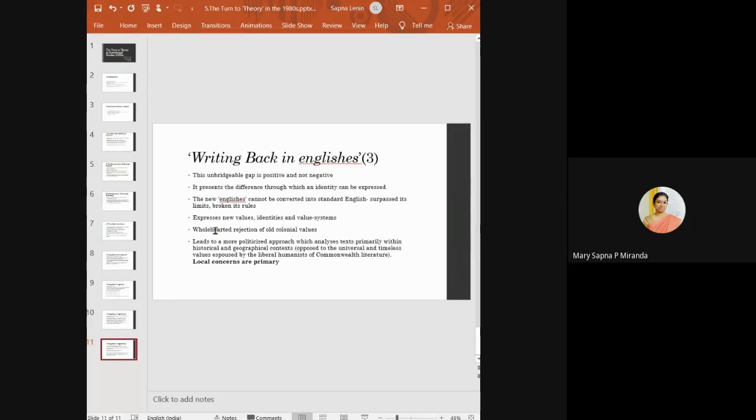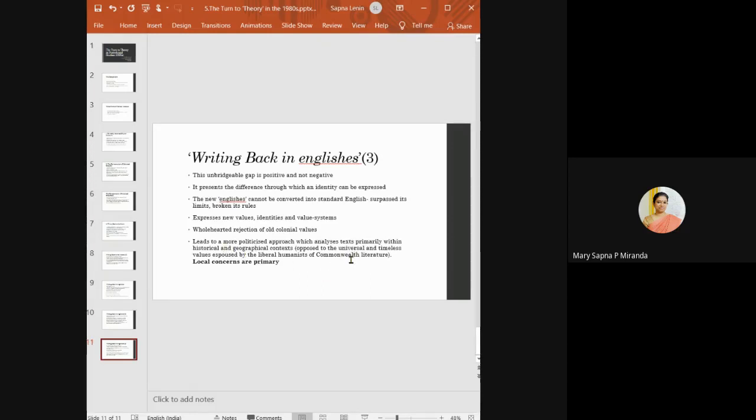So this new English expresses new values, new identities, and new value systems. So using this kind of English, what are you doing? You're actually rejecting the old colonial values, that old colonial standard English, which was very, very rigid and wanted to continue in a particular manner. So all that is rejected when you're appropriating English and making it your own. You're making it local. So this leads to a more politicized approach in the analysis of text, primarily within historical and geographical context.